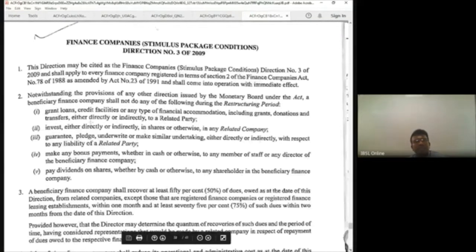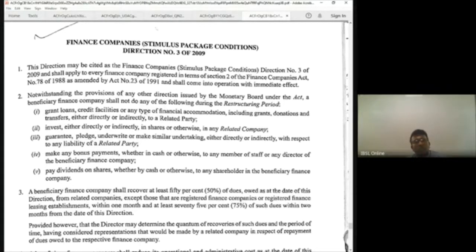Stimulus packages. Notwithstanding the provisions of any other direction issued under the Monetary Board Act, a beneficiary finance company shall not do any of the following during the restructuring period: grant loans, invest, guarantee, pledge. Okay, let's read it.